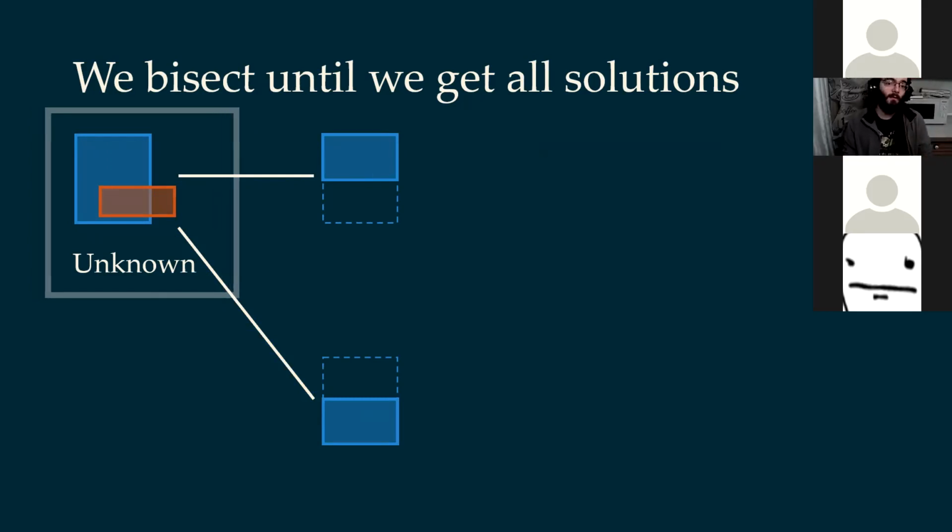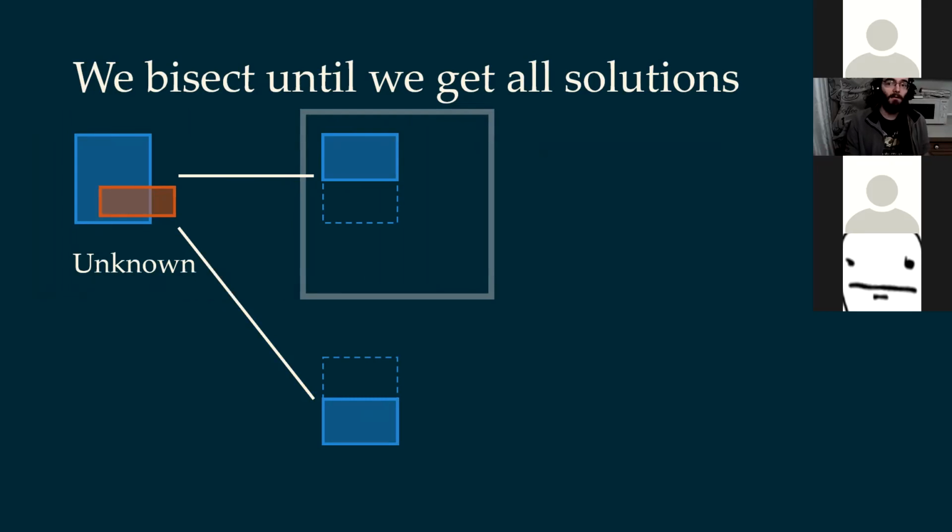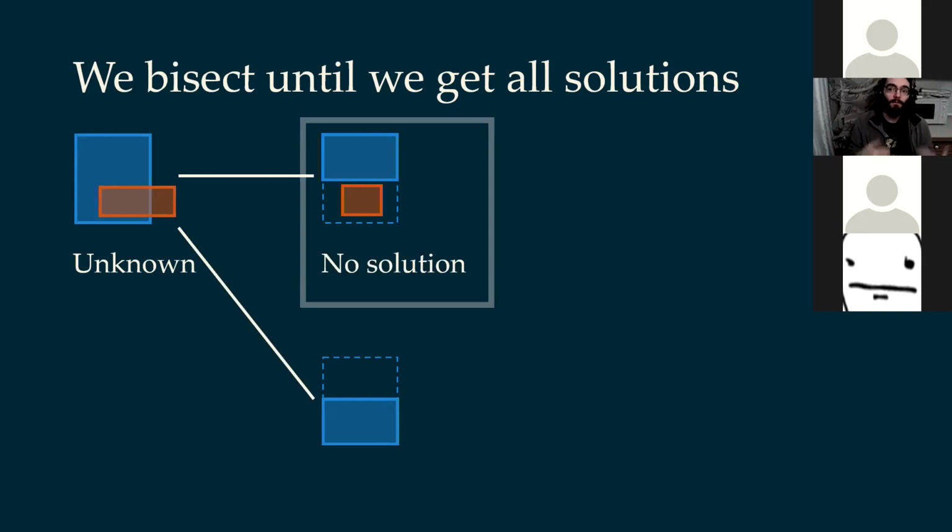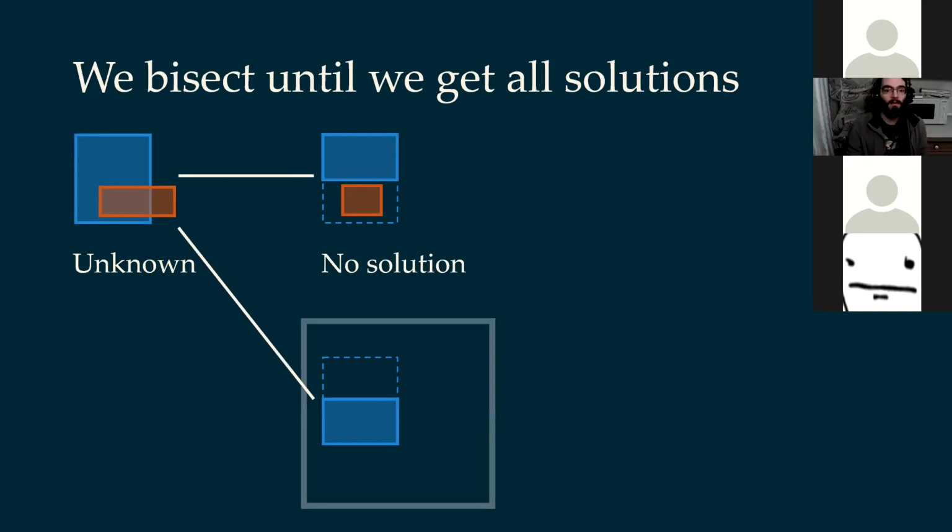And so next we look at one of them. Again, we look at the image, and here we can say, oh, good. There is no intersection. That means there is no solution. We don't need to go further. We know everything we need to know about this half of the box we started with. And then we just go through every leaf of the tree.